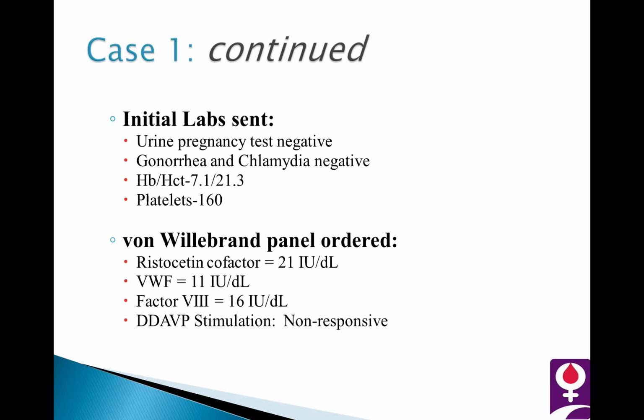There were initial labs sent, and her urine pregnancy test was negative. A gonorrhea and chlamydia test were negative. Her hemoglobin and hematocrit were 7.1 and 21.3, respectively. Platelets were 160. Therefore, in light of her presentation, a von Willebrand panel was ordered. An aristocetin cofactor was noted to be 21. Her von Willebrand factor was noted to be 11, and a factor 8 level was 16. Subsequently, hematology was consulted, and a DDAVP stimulation test was ordered, and she was found to be non-responsive.